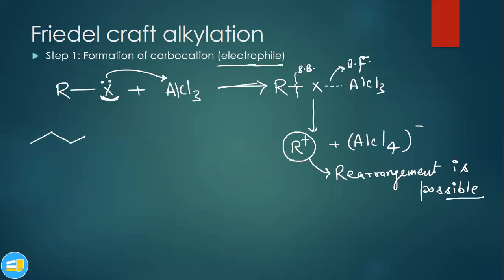Just take an example with AlCl3. If this compound reacts with AlCl3, the carbocation formed during this process will be this one, and this carbocation will definitely rearrange to another carbocation, which is this one. If you don't know how to rearrange carbocations, you can refer to the playlist on nucleophilic substitution reactions. There we have discussed a lot about rearrangement of carbocations and how it takes place. The link will be in the description of this video.